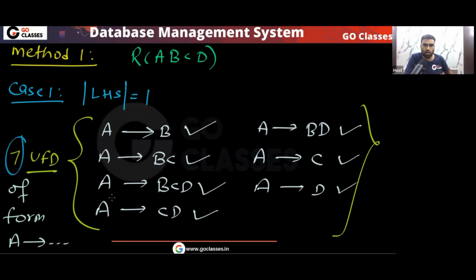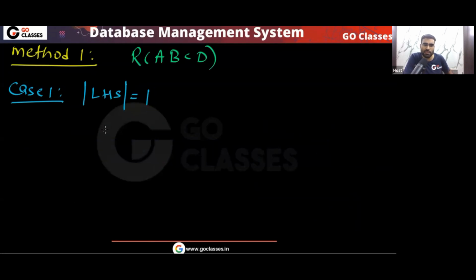There are 7 FDs of this form. You can see. Now, how to find this 7? From where is this 7 coming? This is actually very simple. Notice one thing, that if I put A on the LHS, then here I can put any subset of BCD.